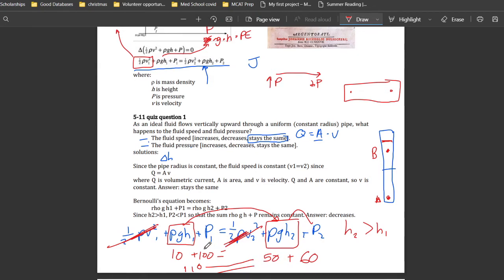But we see that as rho gh increases, the pressure decreases, which means that for this specific question, as the height increases, the pressure decreases. And that is why these two are the answers for this question.